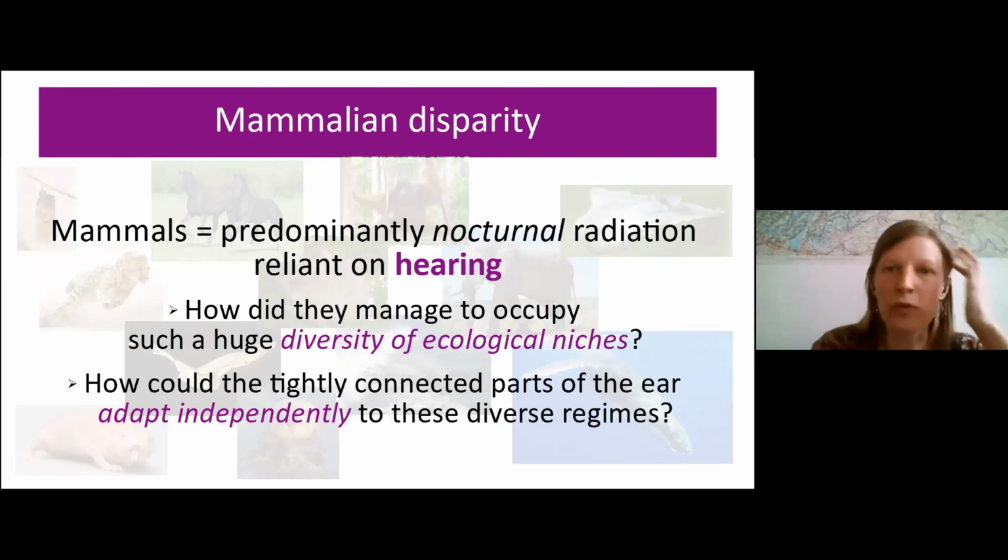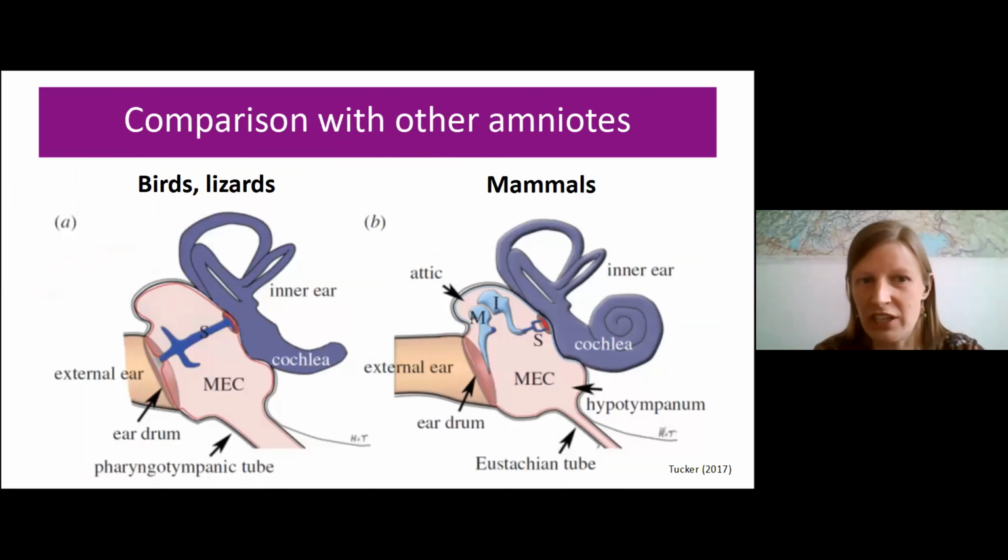To answer this question, one way is to compare mammals with other groups, for example, birds and lizards. When you look at the ear in birds or lizards, you see some differences. First, for the inner ear, on the left you have the birds and lizards, on the right, the mammals. You can see that the cochlea is very short and not coiled in birds and lizards, whereas in mammals it's coiled. Also for the middle ear, you have a cavity like in mammals, but there is just one bone in birds, whereas there are 3 bones in mammals.